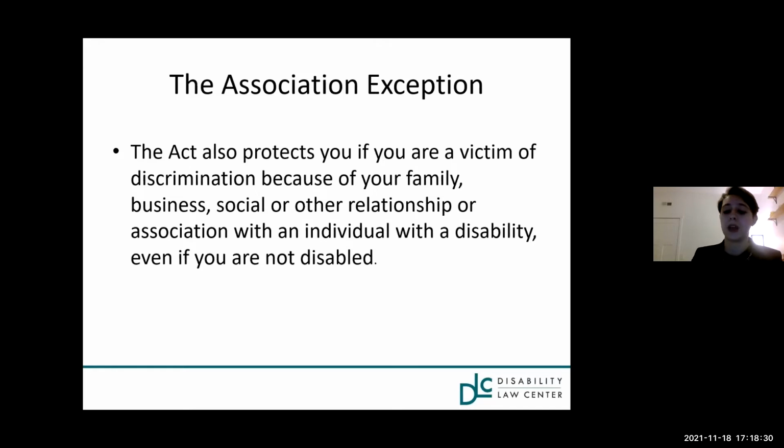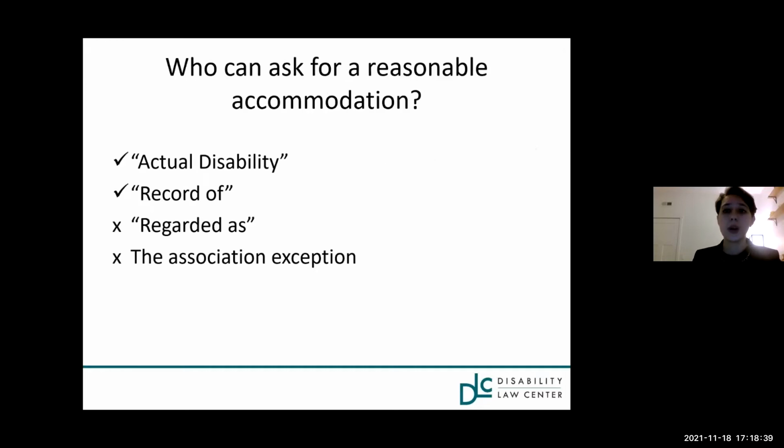However, as I said, not all of these definitions that give you protection under the ADA allow you to request a reasonable accommodation. So if you're going to request a reasonable accommodation, you're only able to do that if you're protected by the ADA because of your actual disability or because of your record of a disability. But if you're merely regarded as disabled by your employer, or if you're using the association exception, that relationship with somebody with a disability, those two protections apply to discriminatory actions by the employer, but don't entitle you to ask for a reasonable accommodation.